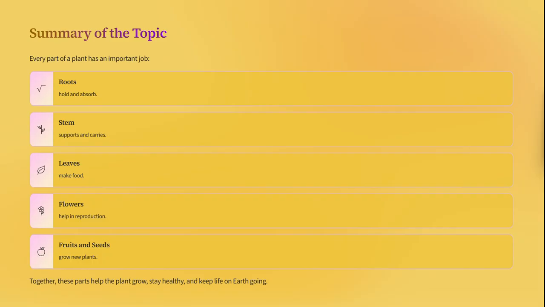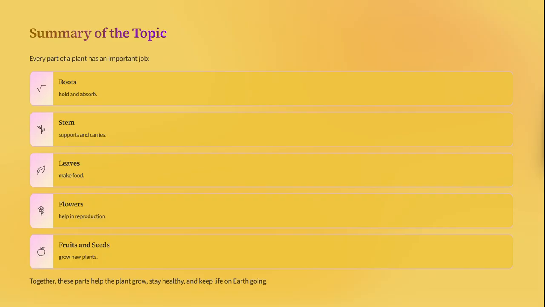It's just like a team. Everyone does their job, and together they keep the plant alive and healthy. If even one part stops working, the plant can't survive. Isn't that a perfect example of teamwork in nature?